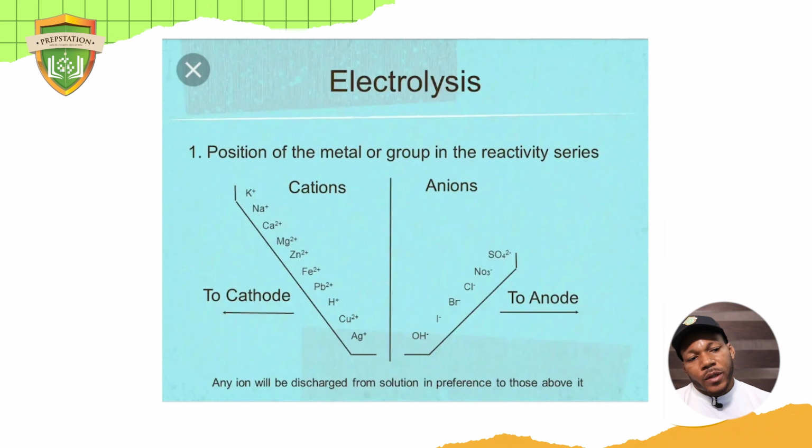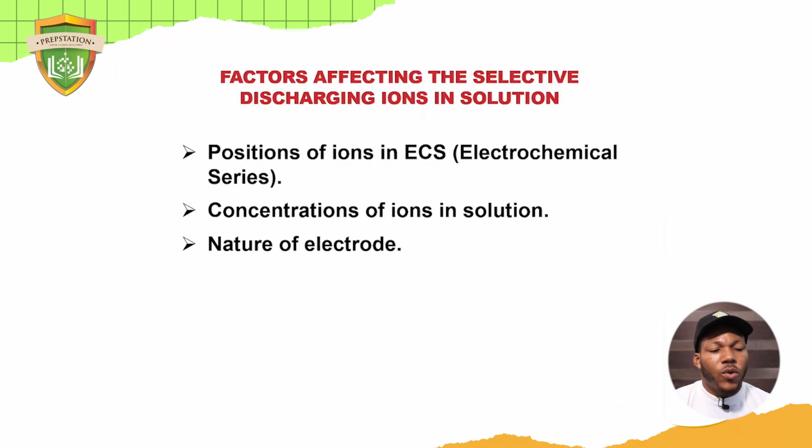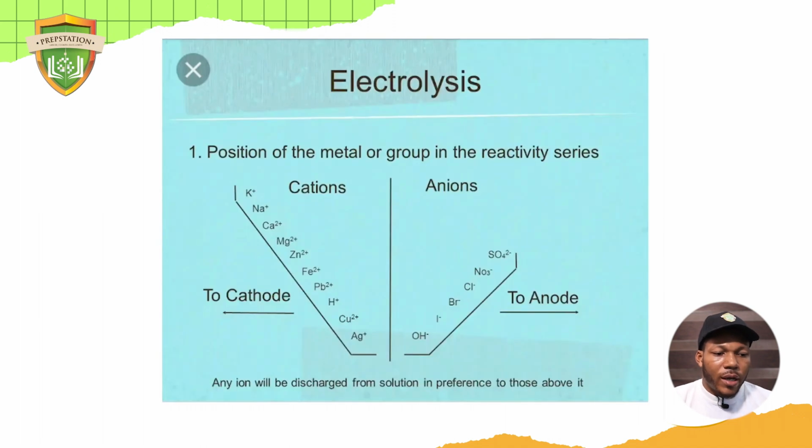the concentration of the ion. Now, this one works when the two ions are close by. For example, I will take you back to the electrolytic cell or reactivity series. Let me use the anion for example. If you have an electrolytic cell that contains bromine ion, chloride ion, or iodine ion, now these ions are close by. So we're not going to judge the discharge based on the position because the ions are close.